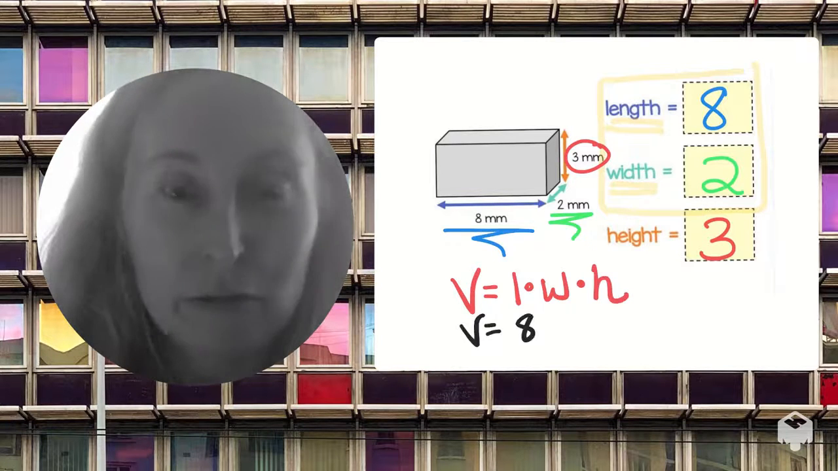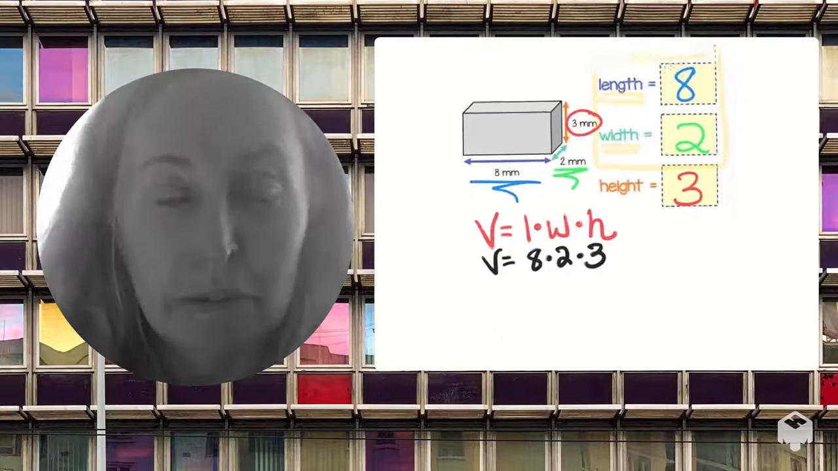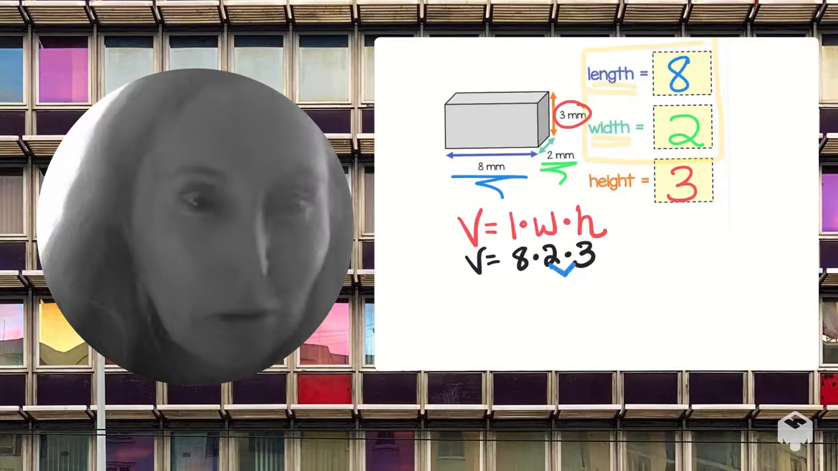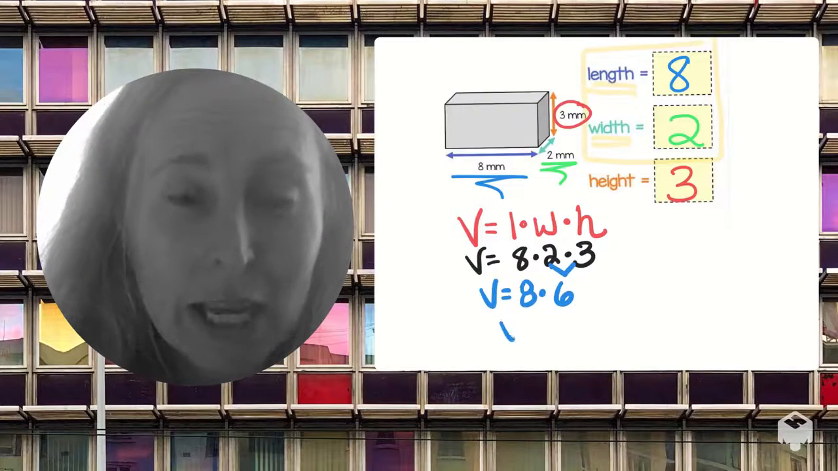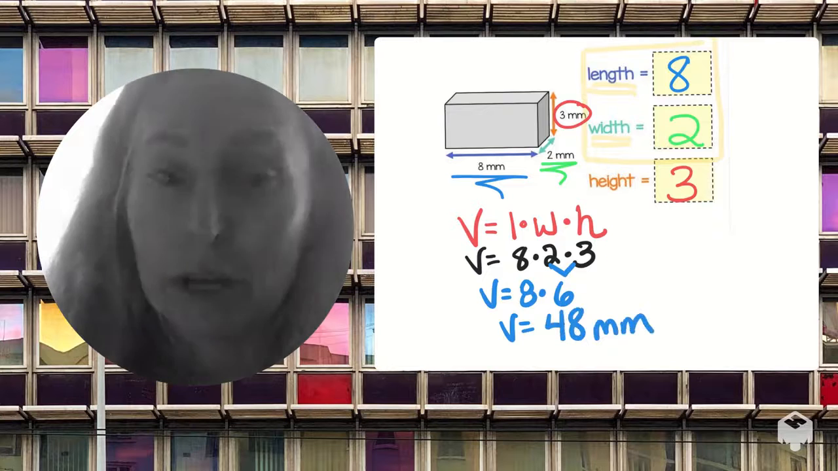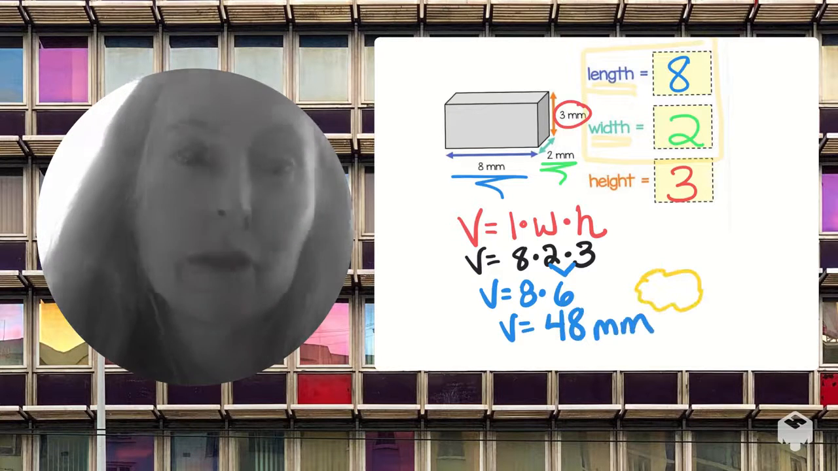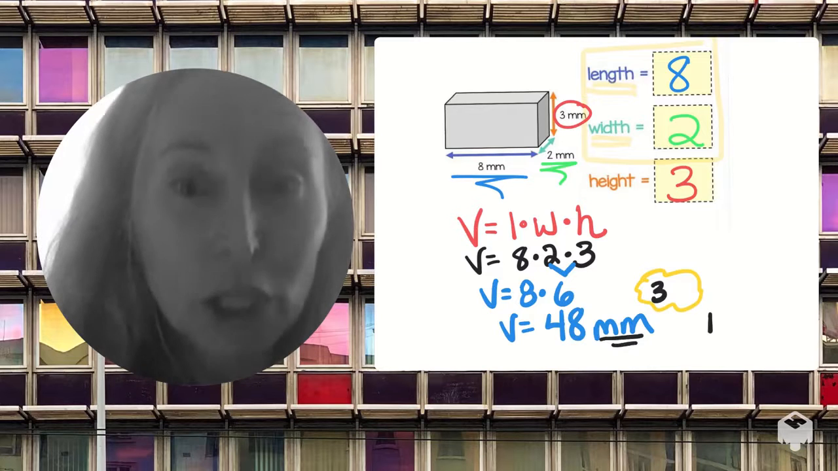Now I can just plug those values in. 8 times 2 times 3. And then I can multiply in any order. So I'm going to make my life easier, and I'm going to do that 3 times 2 first. And when I'm all said and done, I'm going to find out that the volume of this rectangular prism is 48 millimeters. Oh wait, not just 48 millimeters, 48 millimeters cubed.